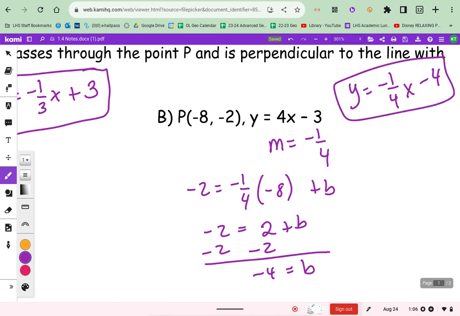Okay, so on this one, you should have gotten y equals negative 1/4 x minus 4. If you didn't get that, you might just want to double check how you simplified the fraction times the whole number. A negative times a negative is a positive, and then 8 divided by 4 is 2.